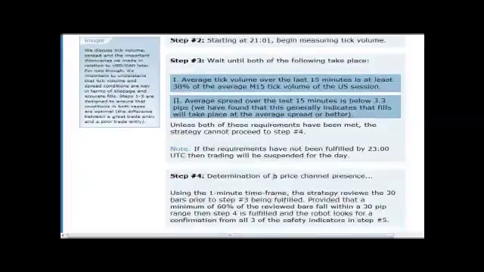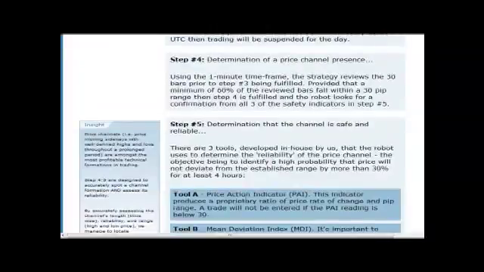Okay, step number 4, and this is a very important step because it is part of determining the channel itself. We're looking for 60% of the reviewed bars over the past 30 minutes on a 1-minute time frame to fall within a 30 pip range.